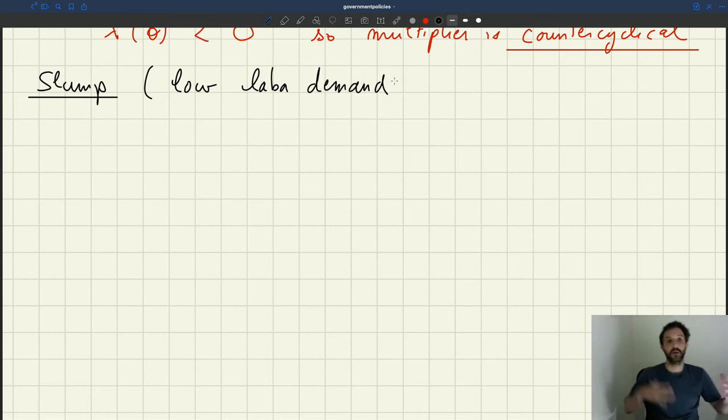Now we know that recessions are periods in which there is high unemployment and low vacancies, and it's this type of recession that is caused by low labor demand. Okay. So in a slump we have low labor demand. So how does the labor market look?